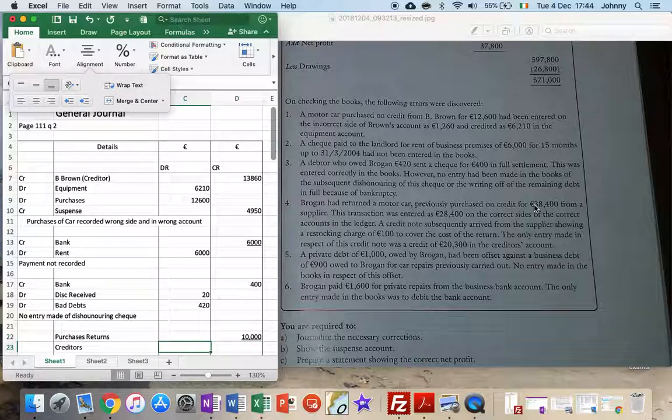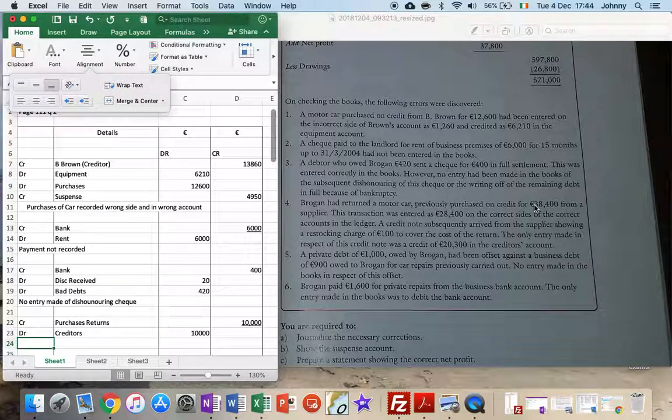And then creditors are people who I owe money to. And I owe those people less money because I returned goods to them. So I owe them 10 grand less. So that's going to be a debit. Okay. Next.